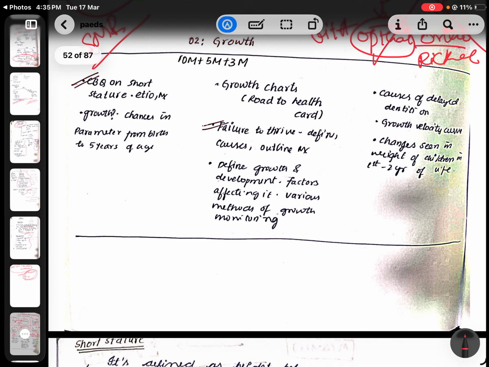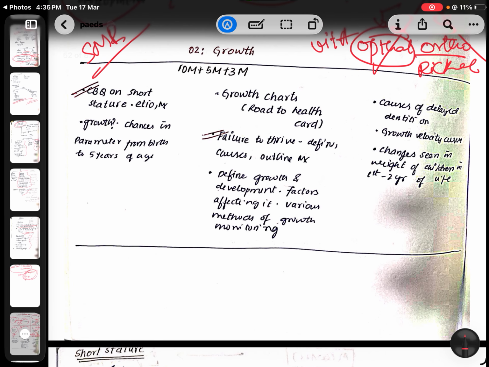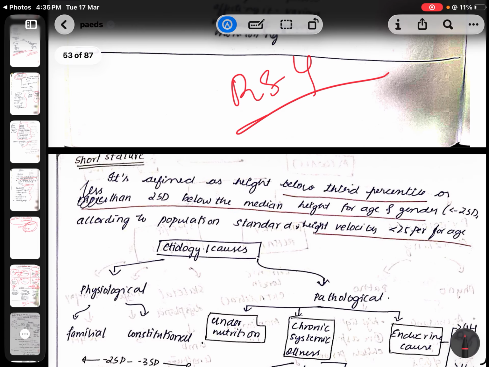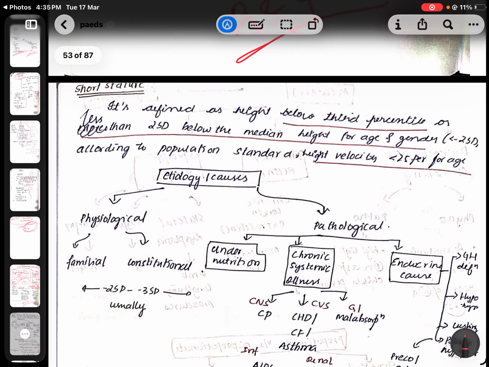Obviously, the major thing for a 10 marker is one question. 40% of the paper should be CBQ, that's what their guidelines say. So they might ask you about short stature like a CBQ, and they might ask how you define it. What is short stature? There are 3 definitions. You have to mention all those definitions. All 3 of these things you have to write.